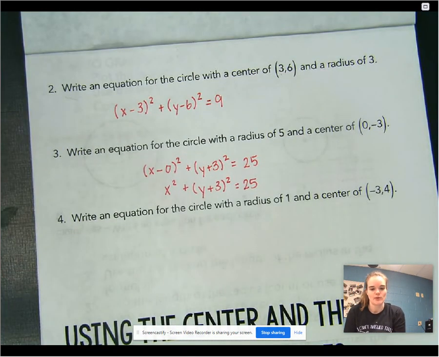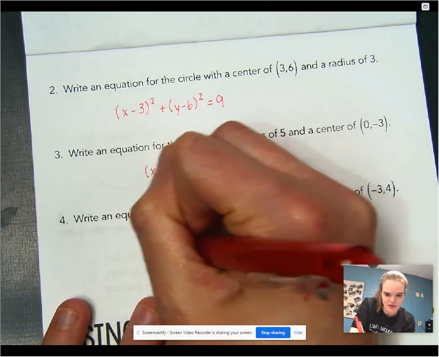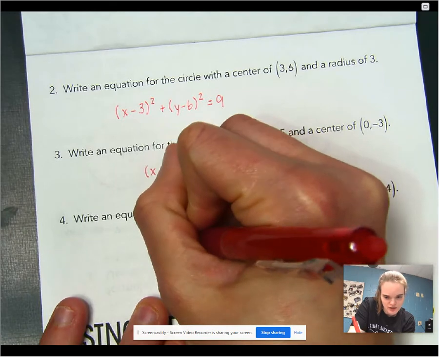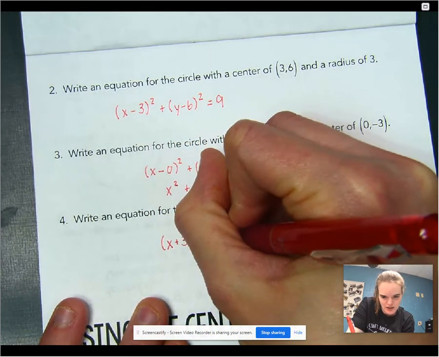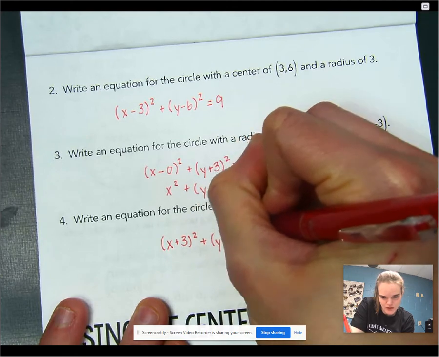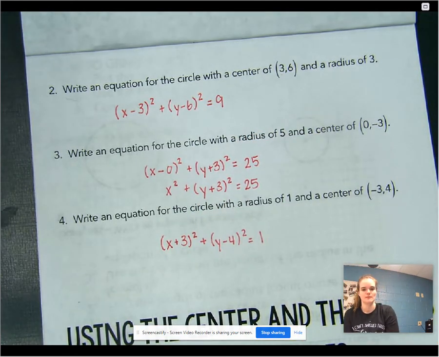And last, number 4, write an equation for the circle with a radius of 1 and a center of negative 3, 4. So x plus 3 squared plus y minus 4 squared equals 1. There is an equation of a circle. Next, we're going to graph circles.